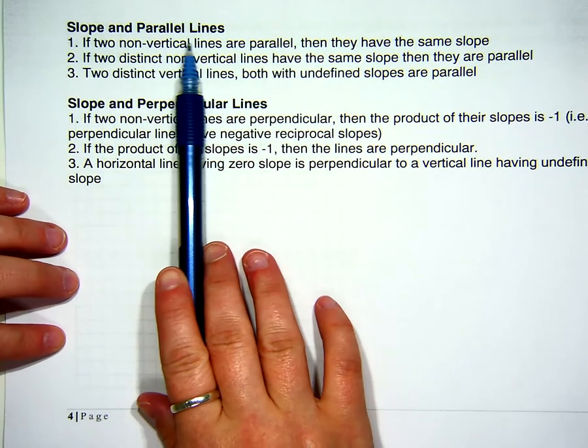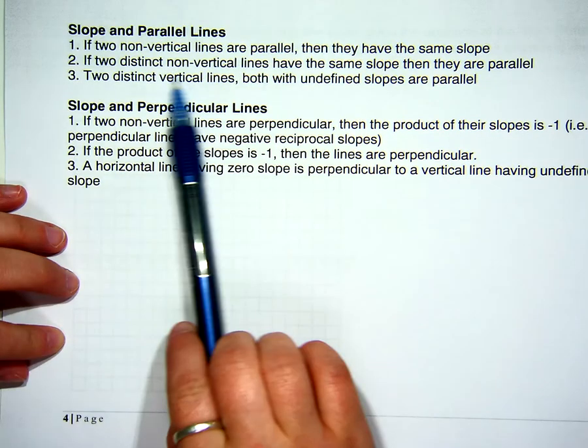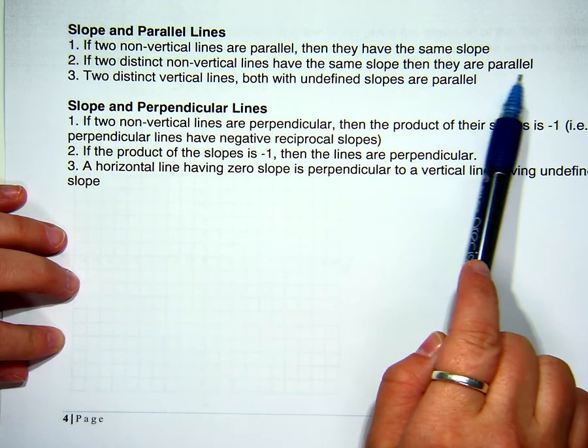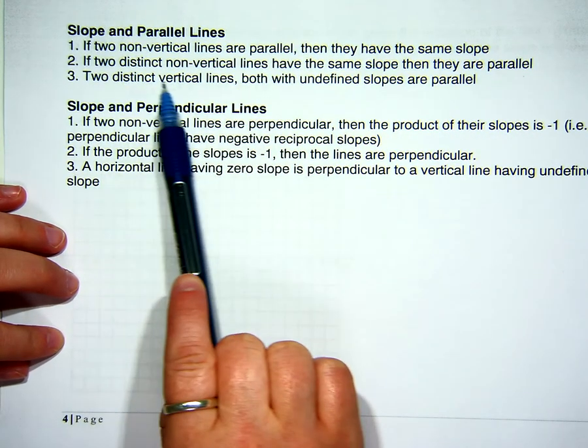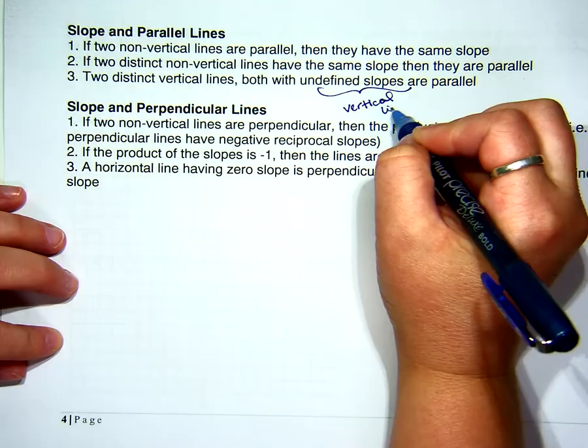Slopes in parallel lines. If two non-vertical lines are parallel, then they have the same slope. If two distinct non-vertical lines have the same slope, then they are parallel. Two distinct vertical lines, both with undefined slopes, are parallel. Undefined slopes, remember, these are vertical lines.